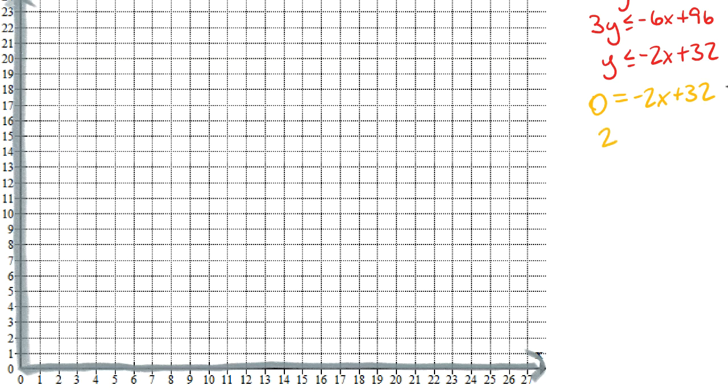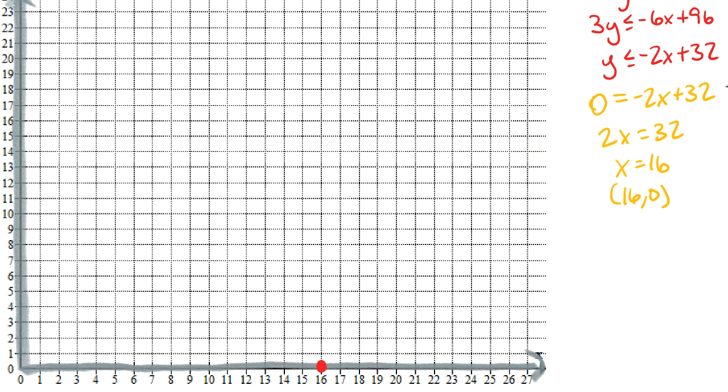So if we add 2x to both sides, we get 2x equals 32. Divide both sides by 2, and we get x equals 16. So that means (16, 0) is a point on our graph. So (16, 0) is right here.